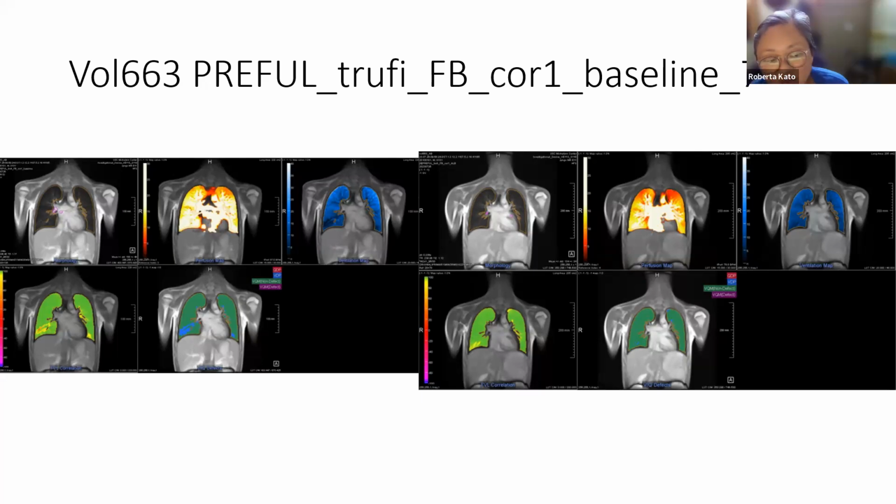I guess the question will be for normal controls, I wonder if we should do just the post-albuterol. Pre-albuterol, post-albuterol, they look so different anyways, it doesn't really matter. When you look at the data, it's completely different. Yeah, and I just used the pre, I think.